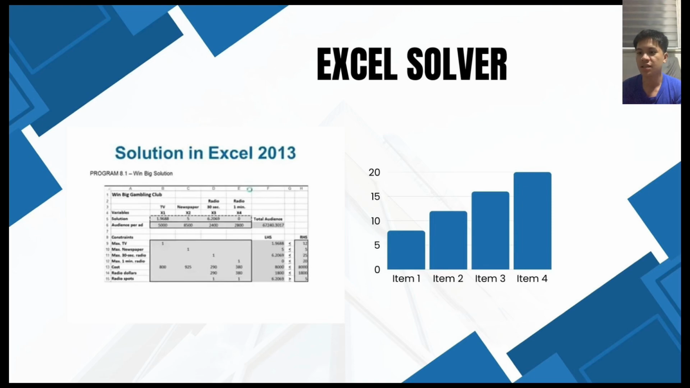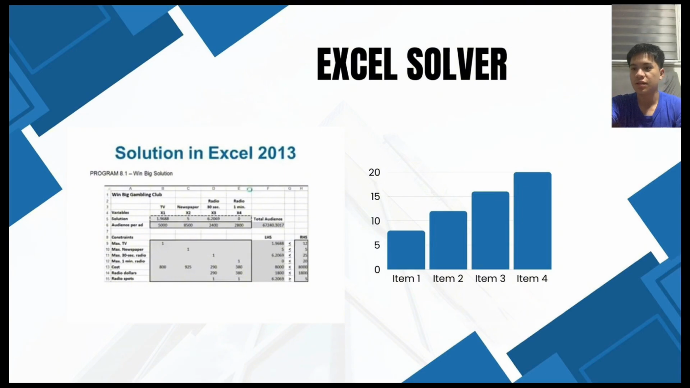Then, by changing cells, the cells corresponding to x sub 1, x sub 2, x sub 3, and x sub 4. Subject to the constraints, all the constraints we just discussed are entered into the Solver dialog. The key to the audience calculation is the SUMPRODUCT formula, which multiplies the number of ads x sub i by the respective audience reach and sums the results.